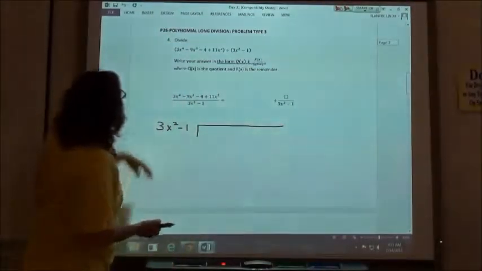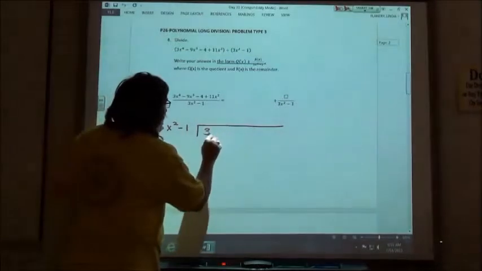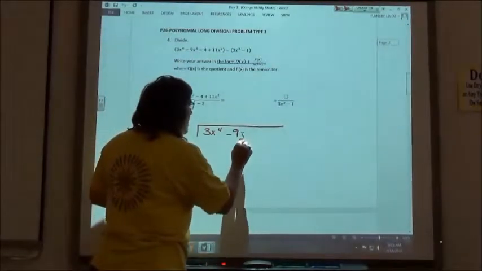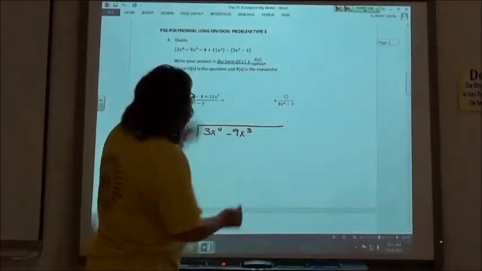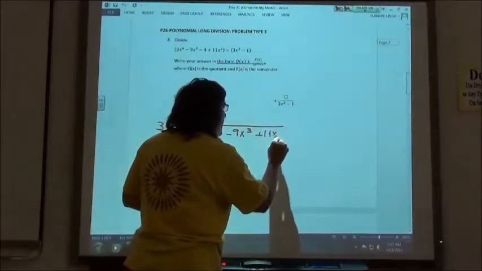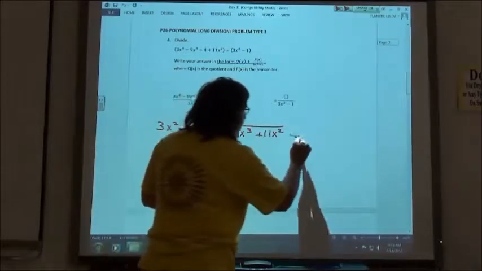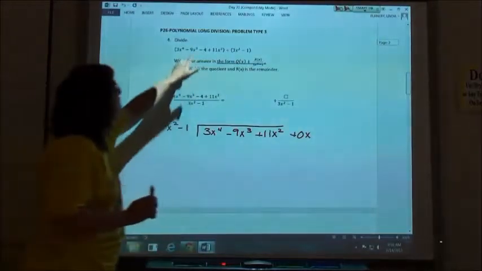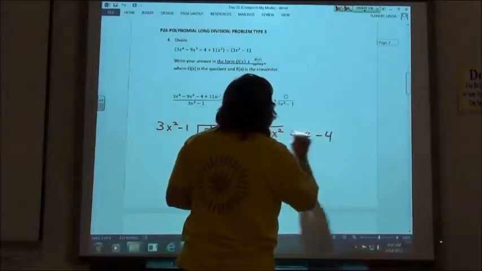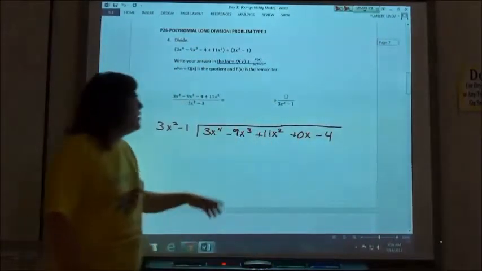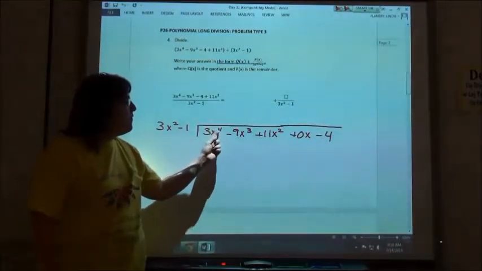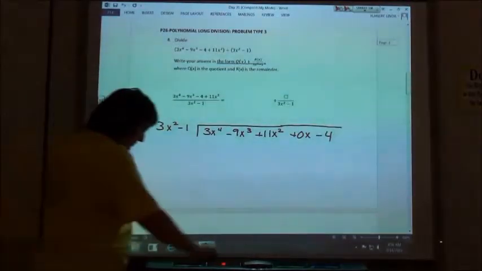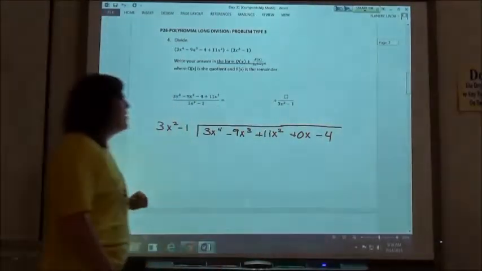I'm going to divide it into 3x to the 4th minus 9x cubed. Then I'm going to put the plus 11x squared. Then I'm going to put plus 0x just as a placeholder so that everything lines up nice. Then I'm going to put the minus 4 so that you have your exponents in descending order 4, 3, 2, 1, 0. And I can do my long division.